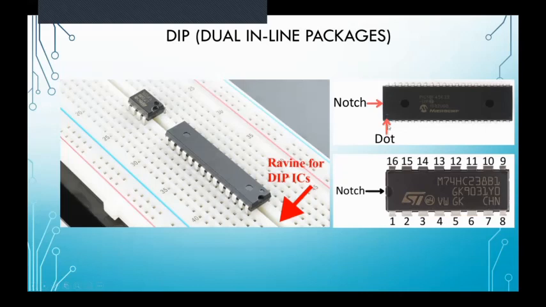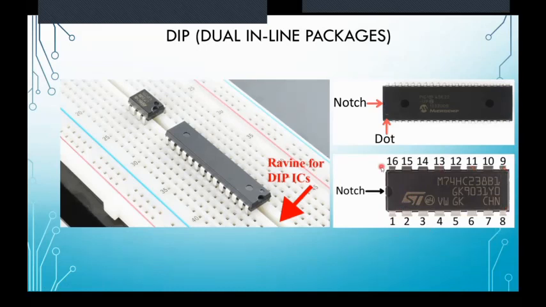So numbering starts from here, it starts increasing until here, and then you go to the other side, and then it starts increasing until the end. So in this example, you have pin number 1 here, and it starts increasing until number 8, and then you have pin number 9 to 16.